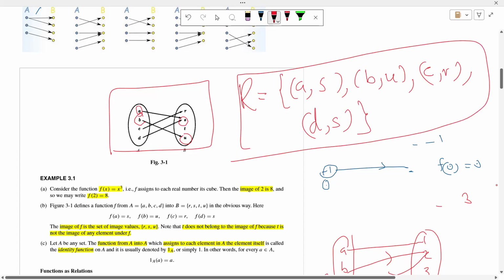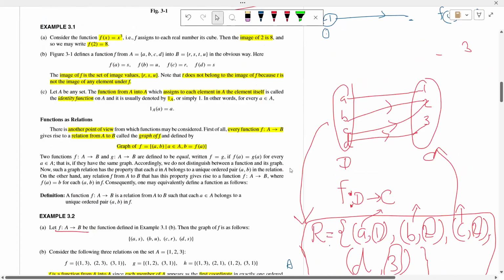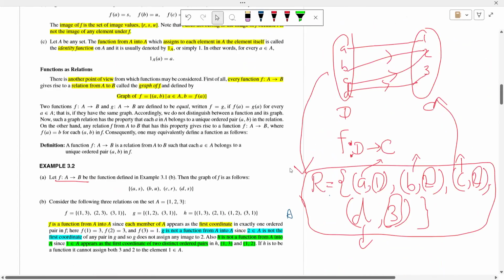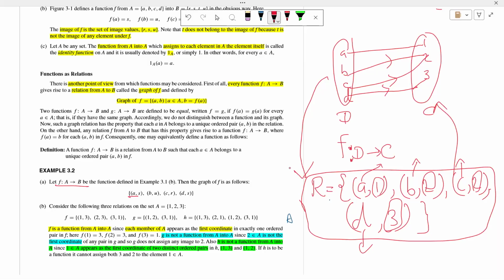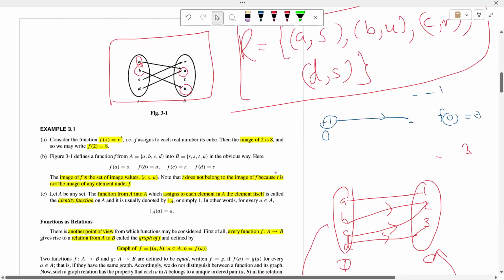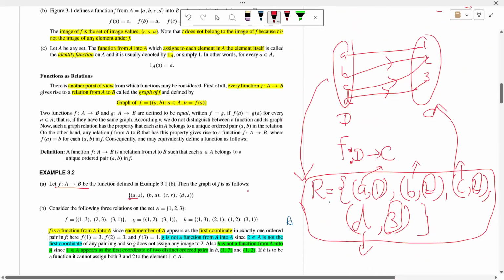In the relation, we are writing elements as pairs, right? The first element is a domain element. The second element in the pair is the codomain element. On that way, we will convert functions into relation, right? So if you look at here, A and S is my first one. B and U, the second one. So likewise, we will write functions as relation, right?